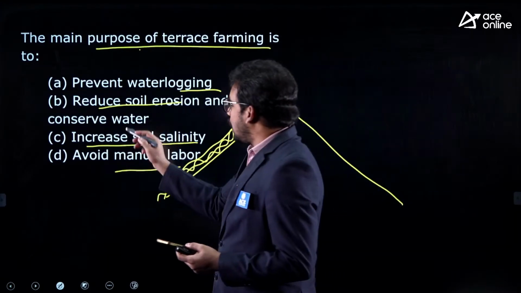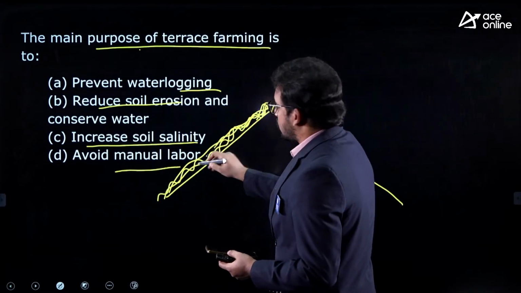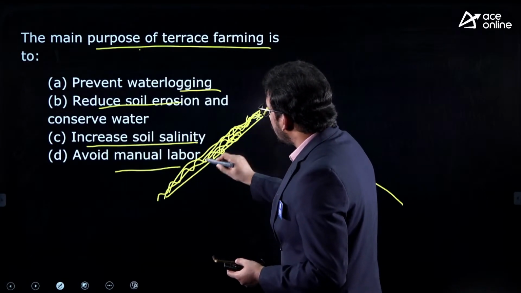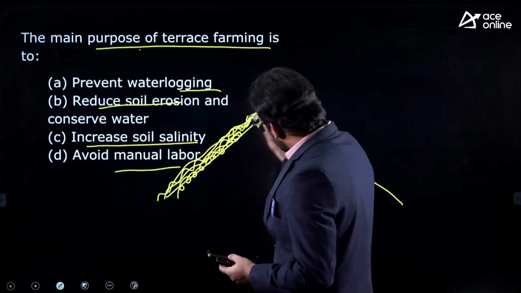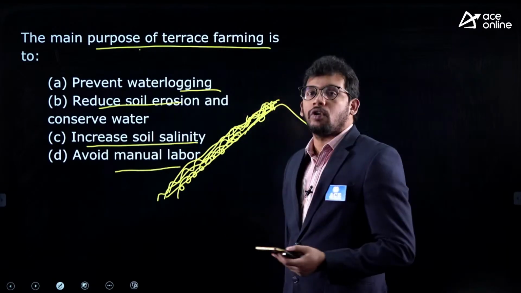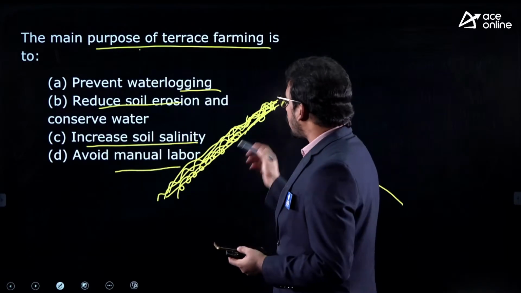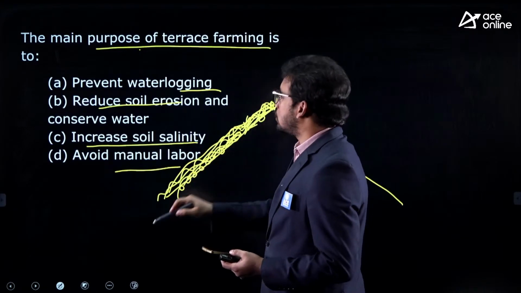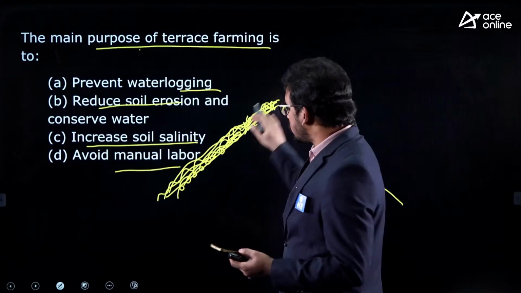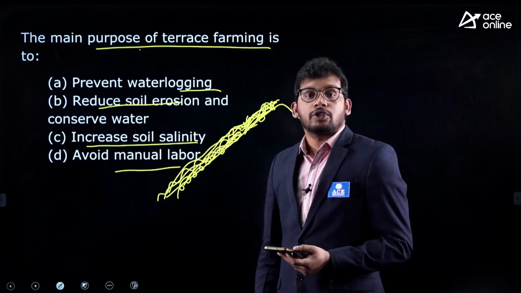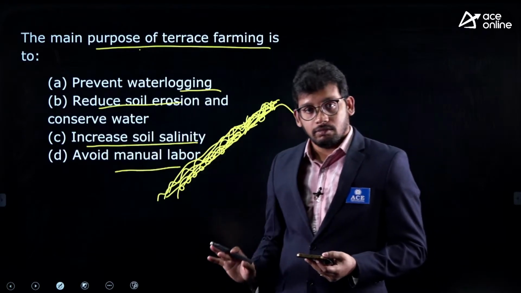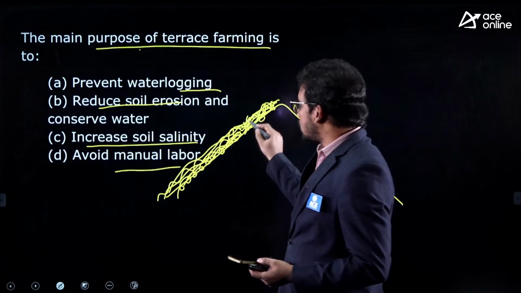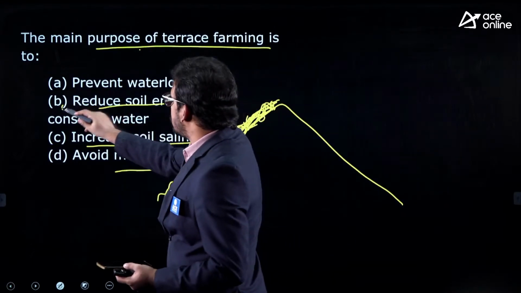The main aim of taking step-like structures and sending water slowly is to avoid soil erosion. Yes, waterlogging also should not be there, but even if waterlogging is there, the main purpose is to prevent soil loss, because in sloping regions soil is easily eroded. See, because of slope, soil is easily eroded, right? So that's why in this region the main aim is to reduce soil erosion.